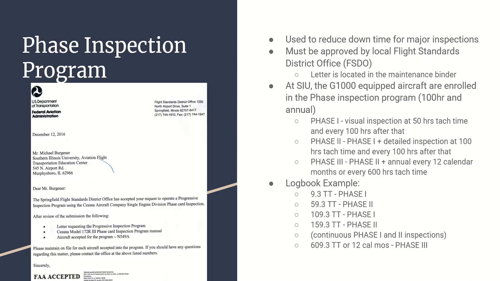Okay, so the phase inspection program is a way to cut down on aircraft downtime. We have a lot of students who need to get done, right? We have to get through our flight training. So the less time that our airplanes spend down is better for the students and better for us as an organization. So we applied for the phase inspection program almost 10 years ago, and the FAA has approved it, right?